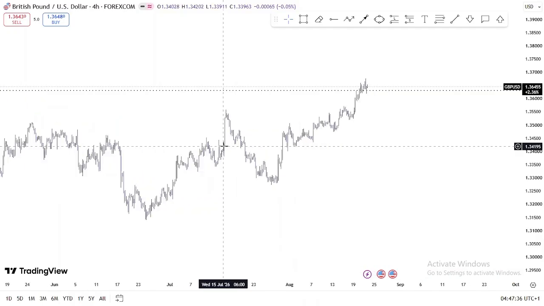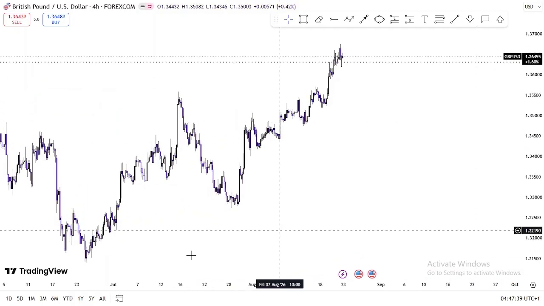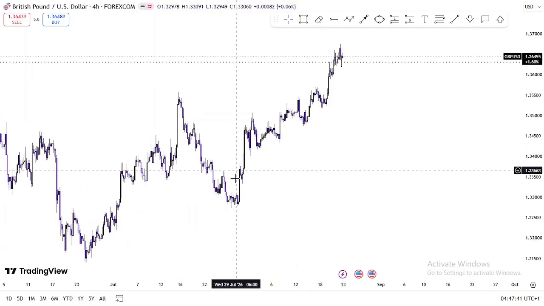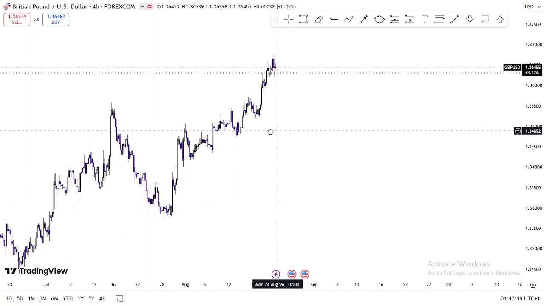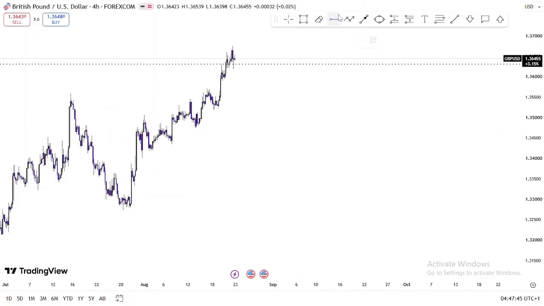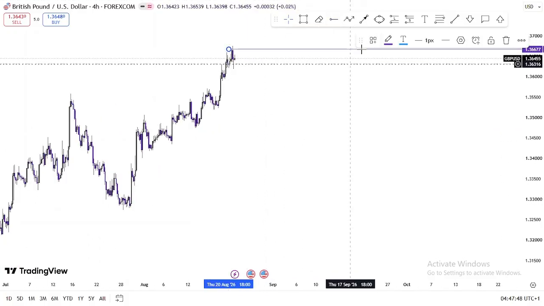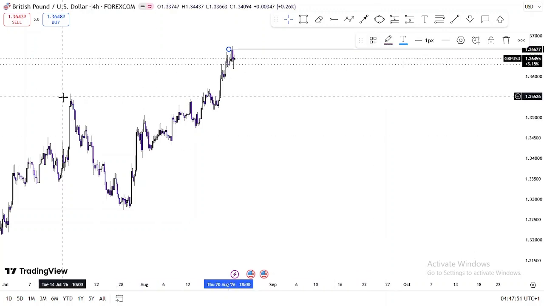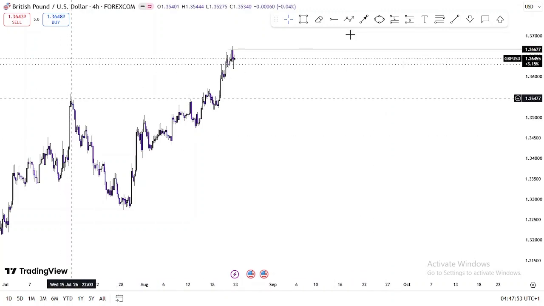And with that in mind, on the 4H we will now be looking for how it's reflected. So on the 4H we can see the continuation of that idea, a strong bullish trend. So we will mark out our major high here, this one, and then let's mark out this broken.